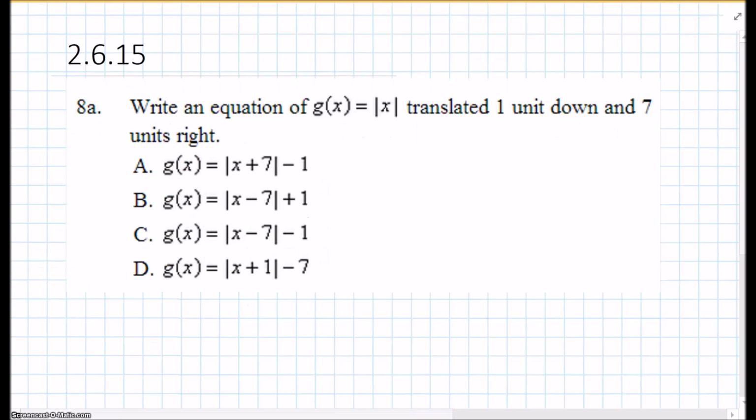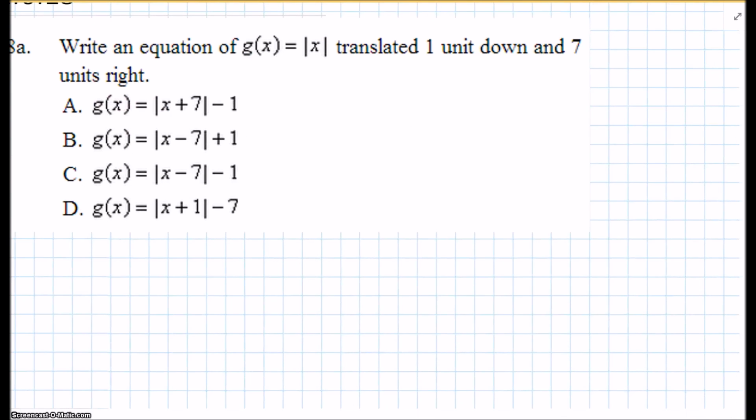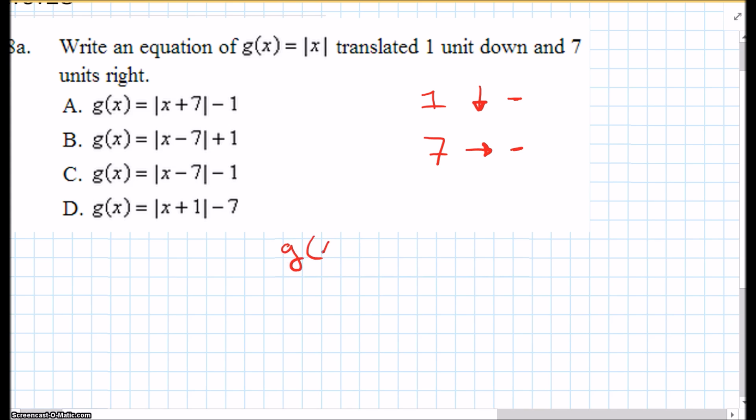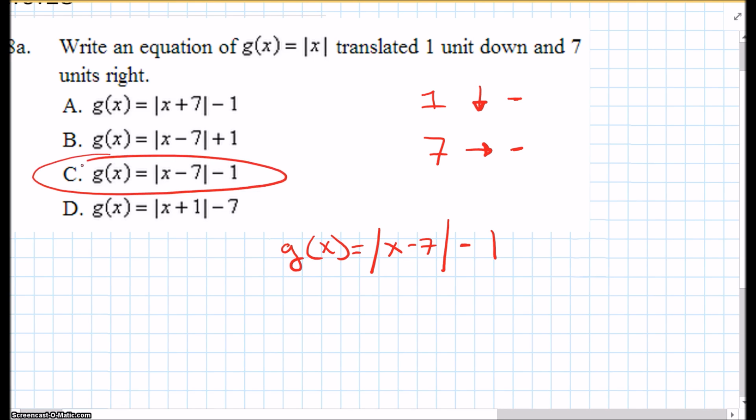Okay, last example. Write an equation, g of x equals the absolute value of x, translated 1 unit down. Okay, so we want to go 1 unit down, so that means it's going to be negative outside the box. And we want to go 7 units to the right. That's going to be inside the absolute value sign, and that is going to be negative as well. So g of x is going to equal the absolute value of x minus 7, close absolute value signs, minus 1. Okay, so the answer would be C.